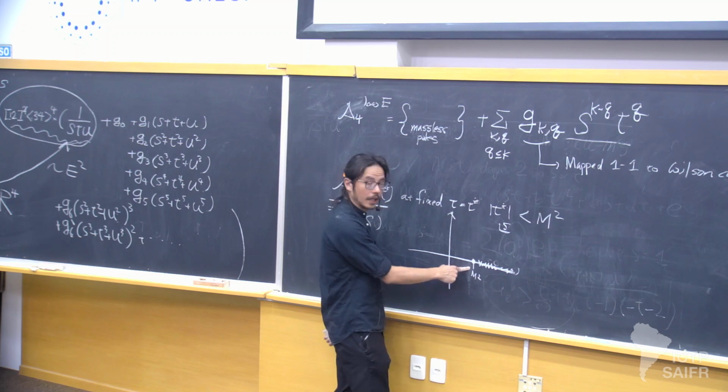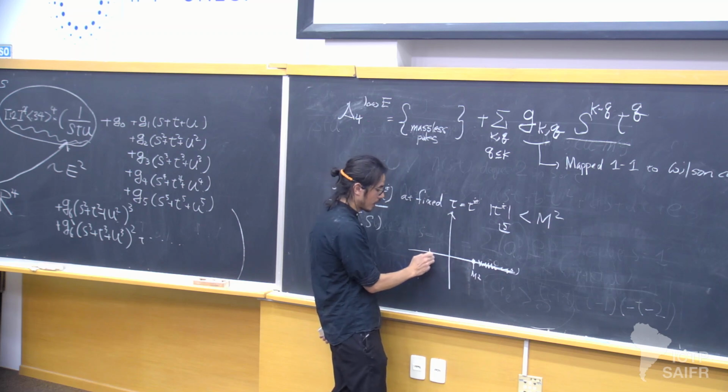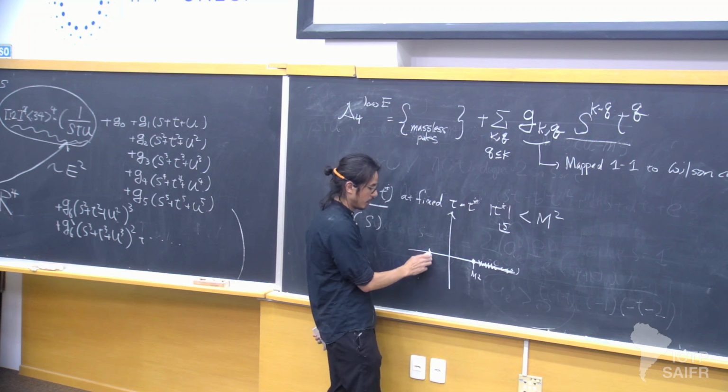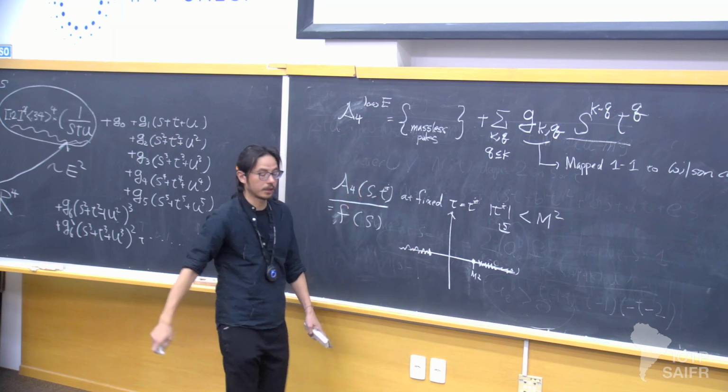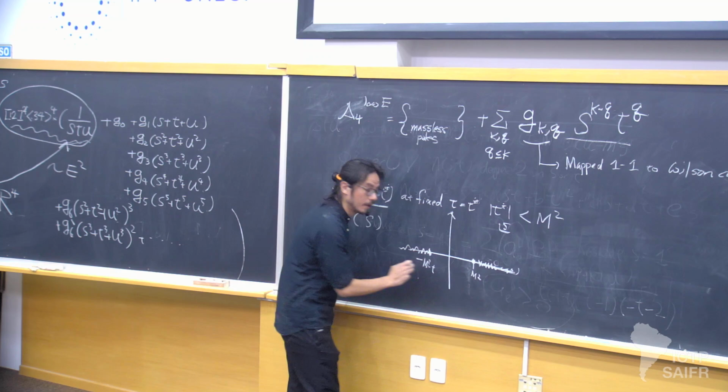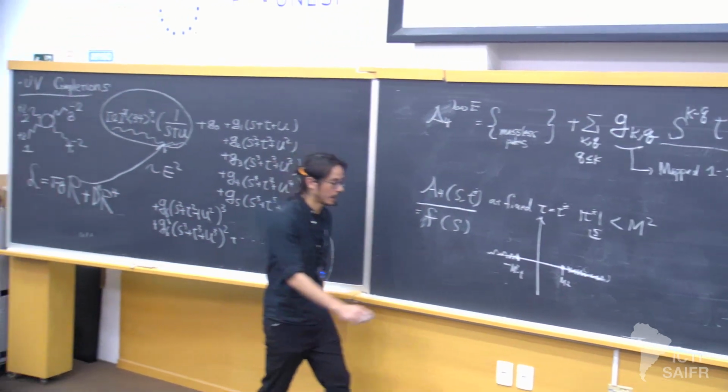They can come in the S channel, but they can also come in the U channel. U is negative S minus T, because U equals negative S minus T. So they can come in the U channel, and there you can have poles or discontinuities, again starting at minus m squared minus T star.